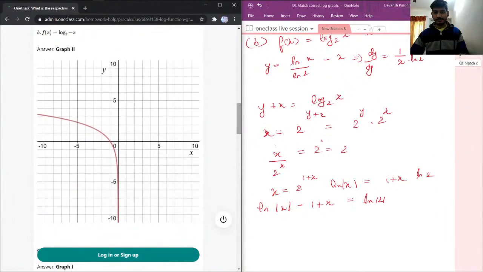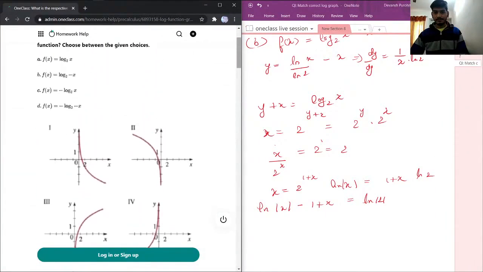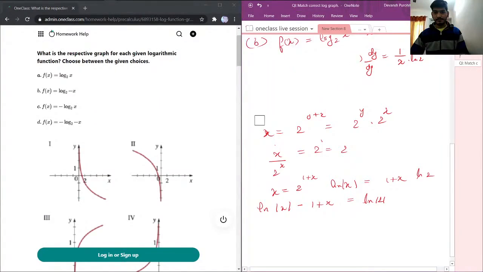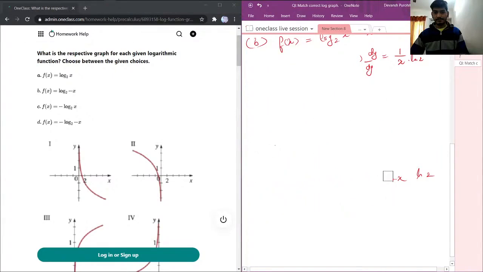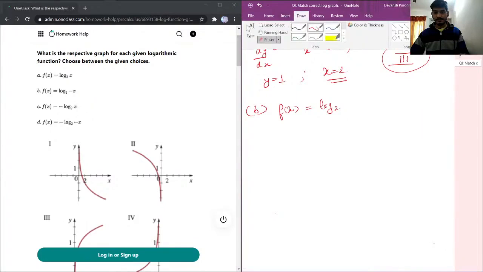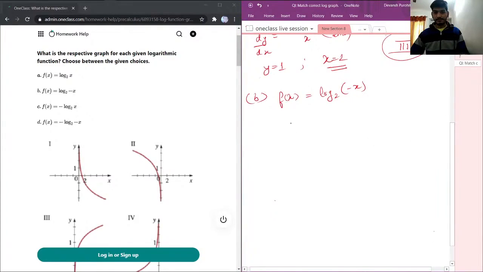For B we have graph number 2. How is this possible? Oh god. Okay, I made a mistake here. The function was different. Okay, now I got it. This was not ln of x minus x. This was log of negative of x. Now it is pretty much easy.